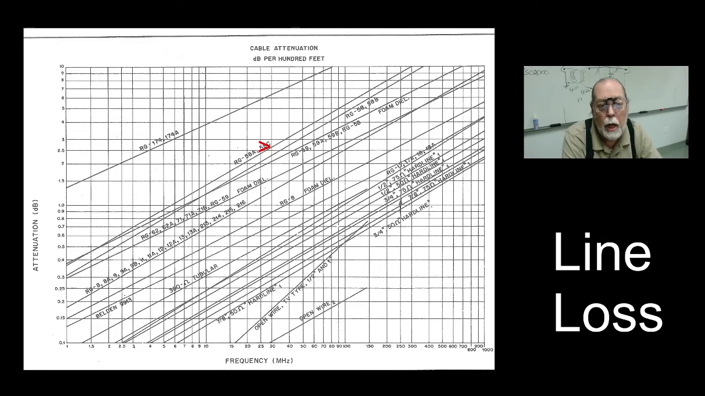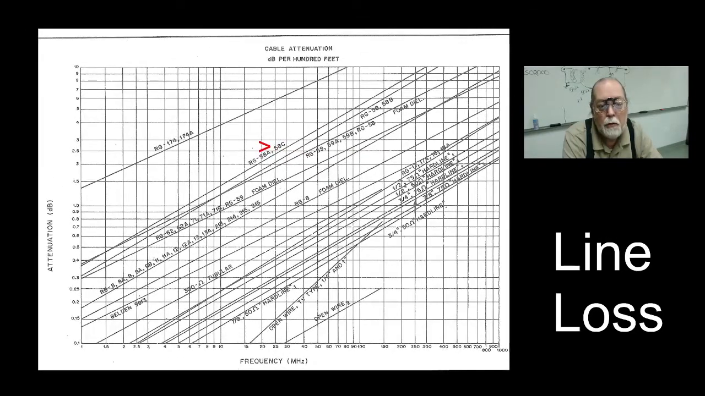This is the line loss per 100 feet for different cables. And well, the first thing you notice is that as the frequency goes up, the loss of every cable goes up. The loss of every single cable gets higher. But take a look at open wire line. Here's the open wire line down here at the bottom. With 100 feet of open wire line, below 30 megahertz, it's not even a tenth of a decibel.